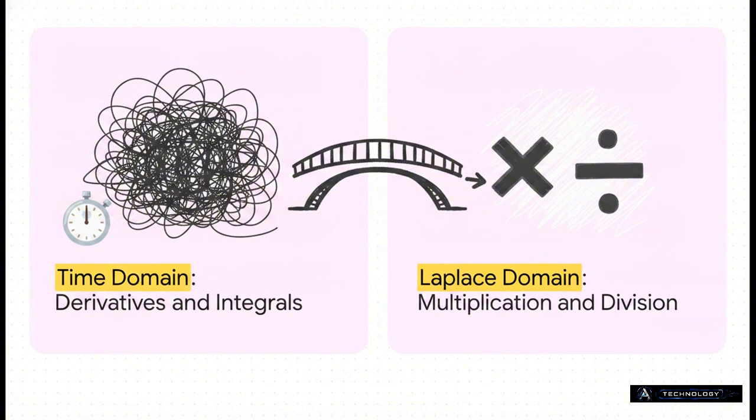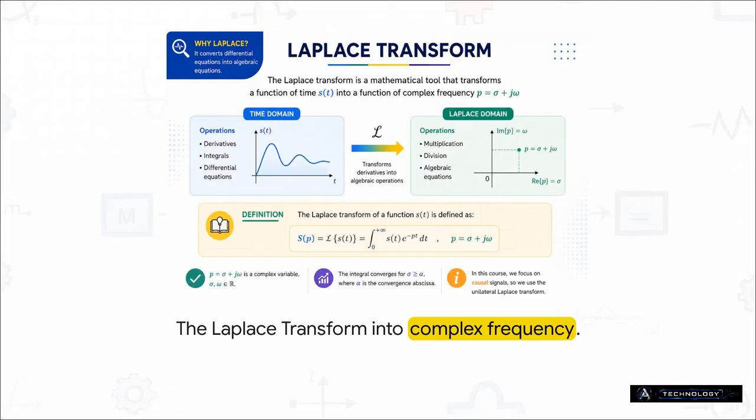Here's the complication. While differential equations are totally the most natural way to describe things in the time domain, working with complex derivatives and integrals, well, it gets mathematically messy. It's just tough to manipulate. We need a bridge. We basically need a way to escape this time domain, which is full of tricky calculus, and teleport to a completely different domain where those exact same operations magically turn into simple, basic arithmetic. Think multiplication and division. Enter the Laplace transform.